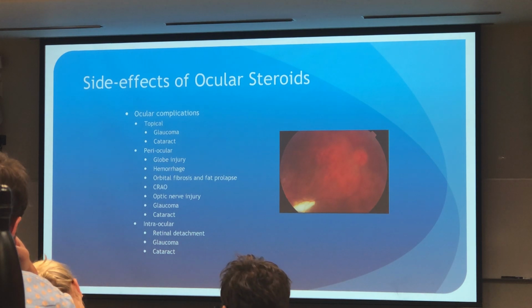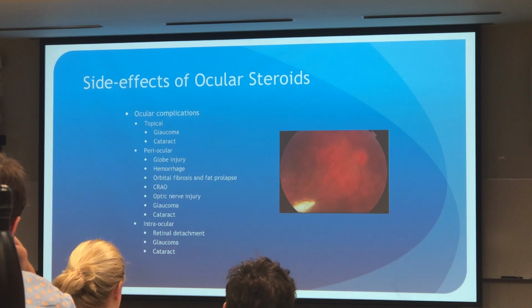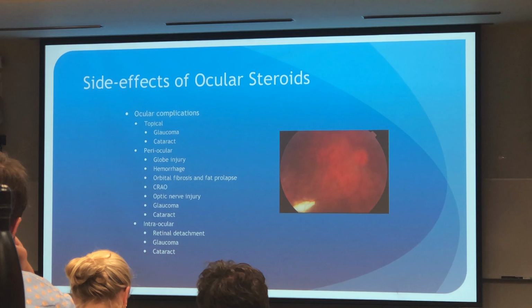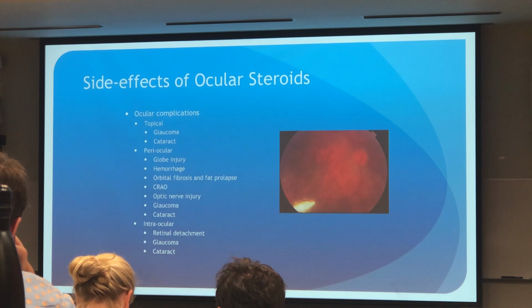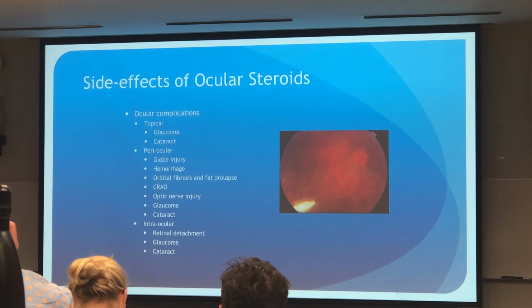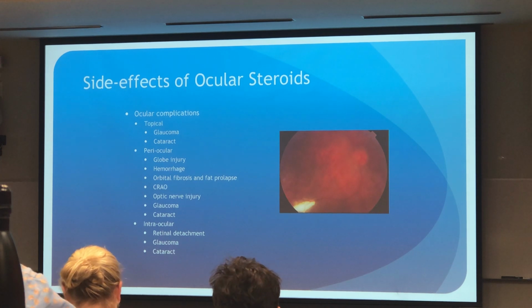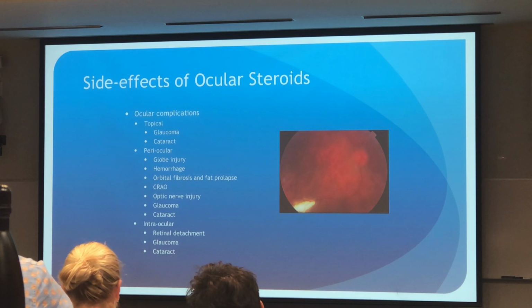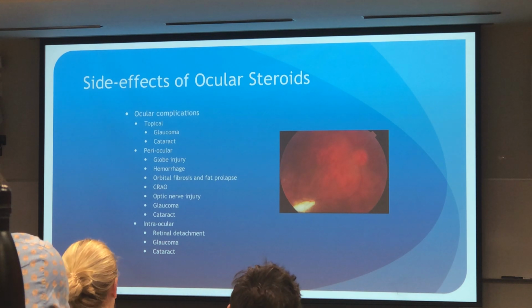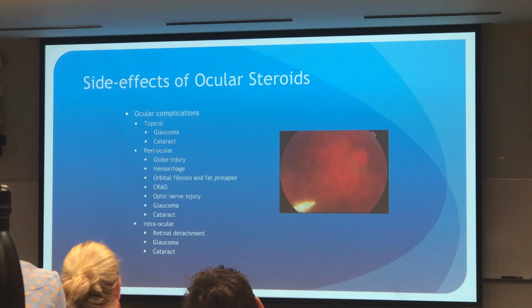This is a picture of someone who had pars planitis with a 20/20 eye, but you see the white needle track that went through the globe during periocular injection of triamcinolone. Also, periocular steroid given repeatedly causes glaucoma and cataract. Intraocular steroid side effects may include retinal detachment from injection injury, glaucoma, and cataract as well.